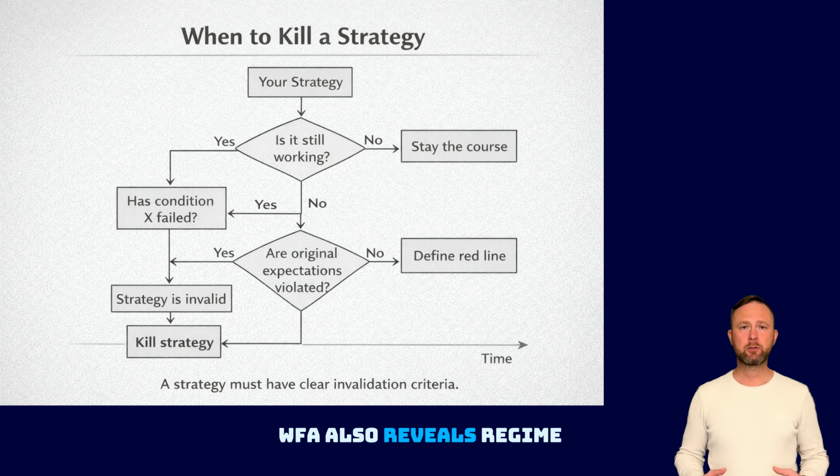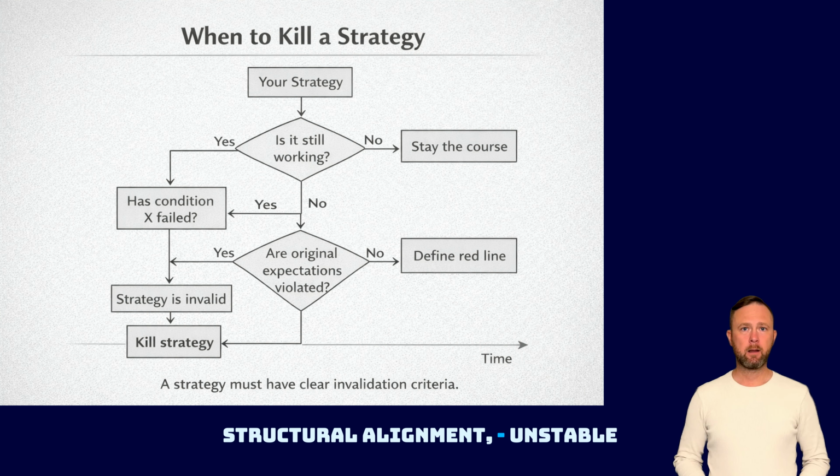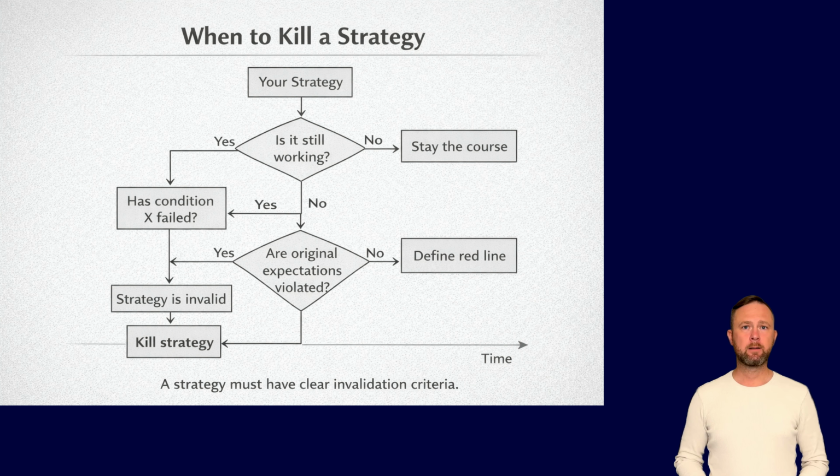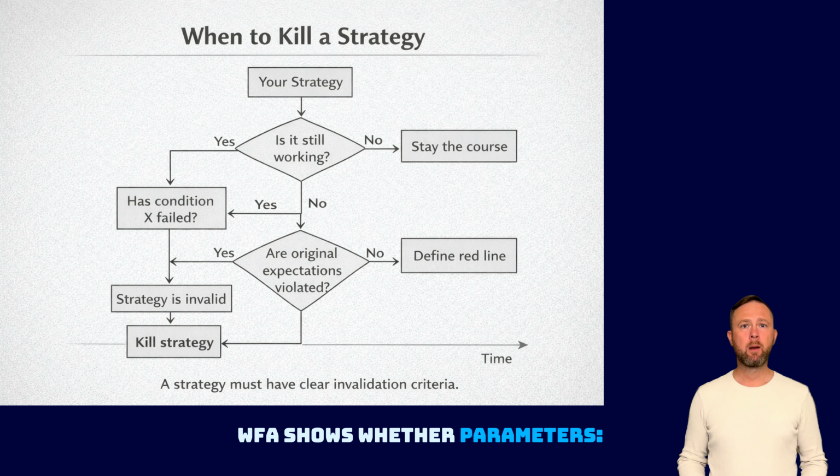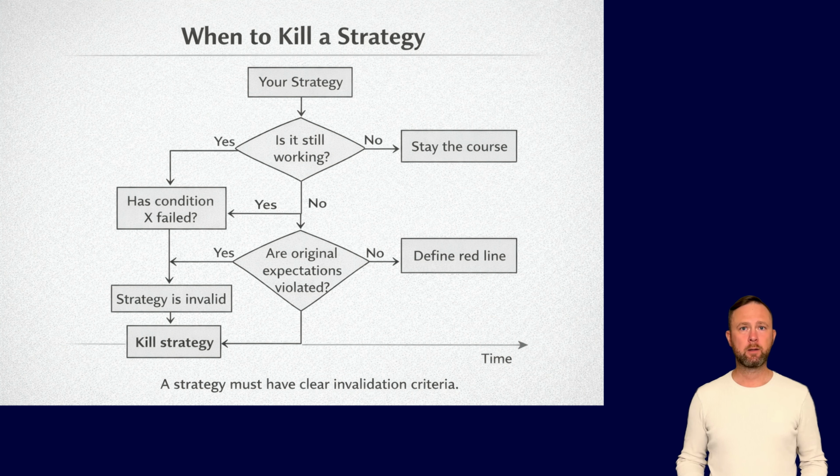WFA also reveals regime drift. The market changes slowly until it changes fast. Rolling windows tell you whether degradation is gradual or whether a structural break occurs. And then there's parameter stability over time. Stable parameters often suggest low sensitivity and strong structural alignment. Unstable parameters often suggest noise fitting or regime anchoring. WFA shows whether parameters oscillate, drift, or explode, and each pattern implies a different problem.